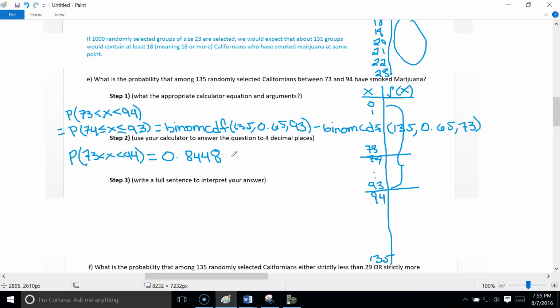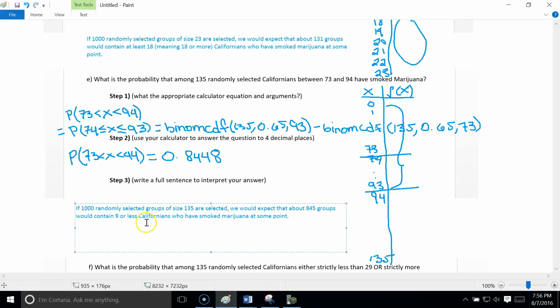Okay, so the probability that x is between 73 and 94 is 0.8448. And again, for a sentence: if 1,000 randomly selected groups of size 135 are selected, we would expect that about 845 groups would contain between 73 and 94 Californians who have smoked marijuana at some point.